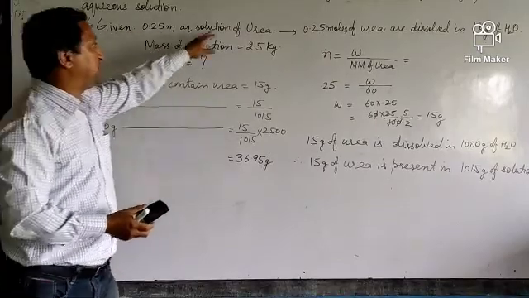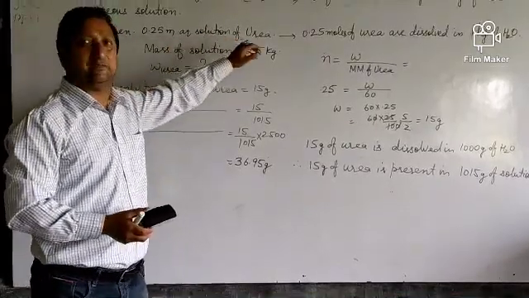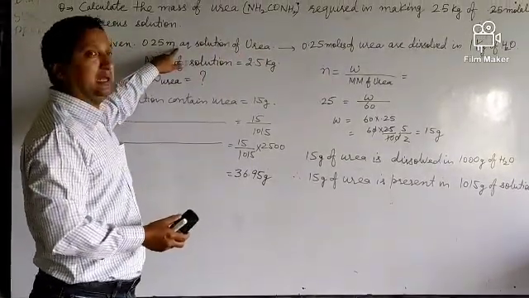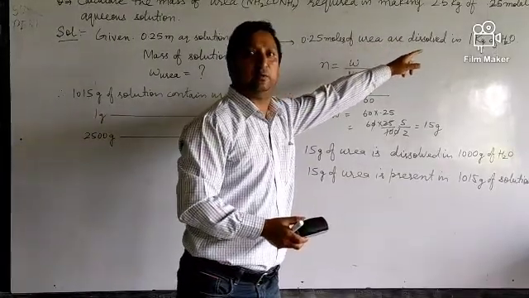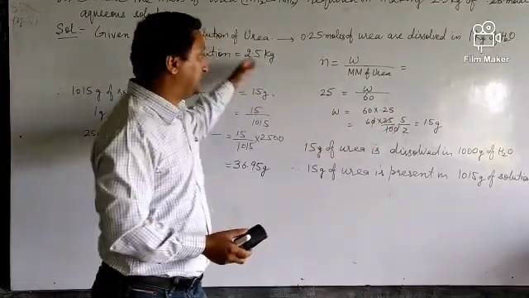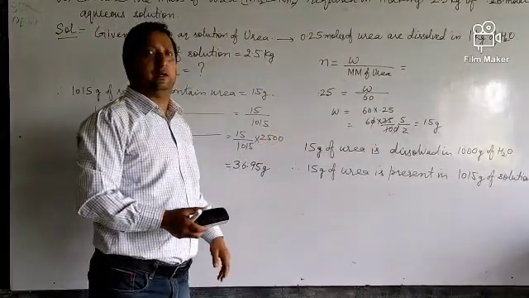So what we have done is again use the same formula. This is what is important. You have to understand the definition. 0.25 molar aqueous solution means 0.25 moles of urea dissolved in 1 kilogram of water. And then we have to use the simple formula.